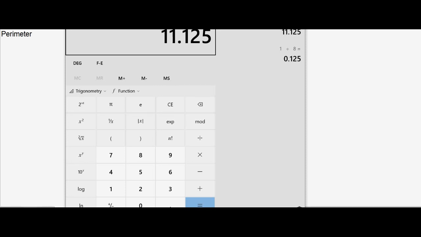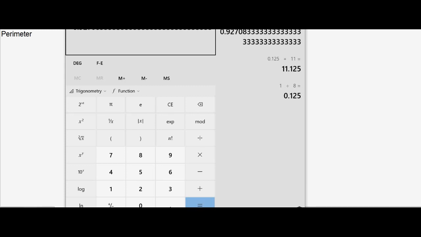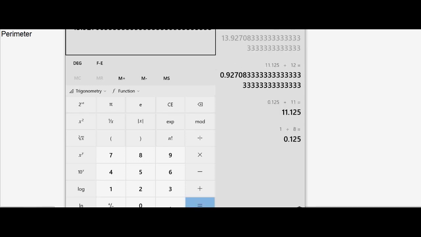That's less than 1 foot. It's less than 12 inches. So I'm going to have to divide by 12 to get a fraction. So I got my decimal number of feet. When I divide inches by 12, I get feet. So I have 13 feet, and then I have 0.92708 feet. So I'm going to add my 13. I get 13.92708. And I'm going to store that in memory.